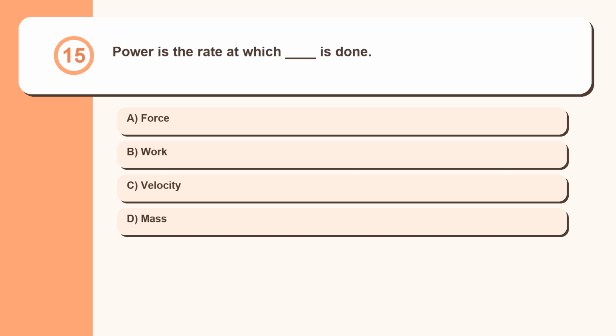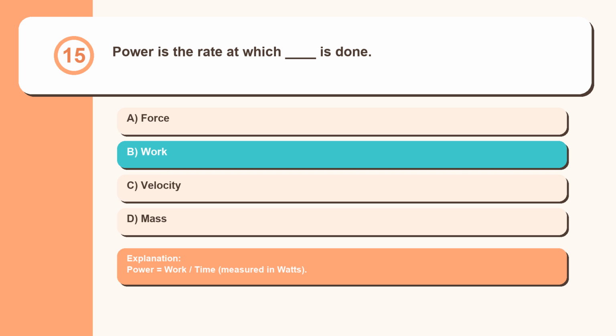Question 15. Power is the rate at which ______ is done. Force, work, velocity, mass. Power equals work divided by time, measured in watts.